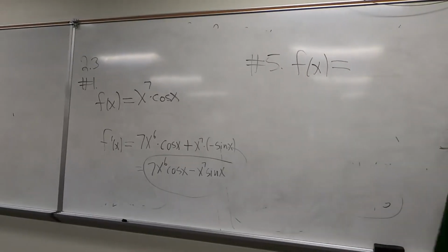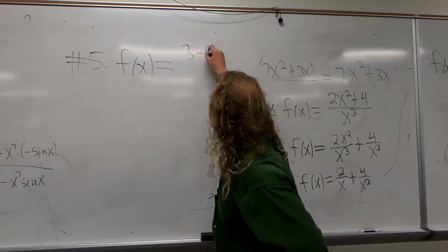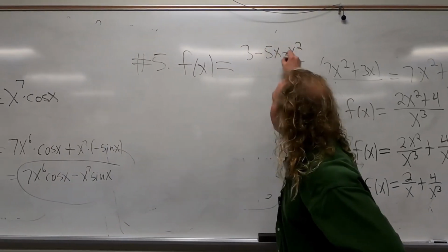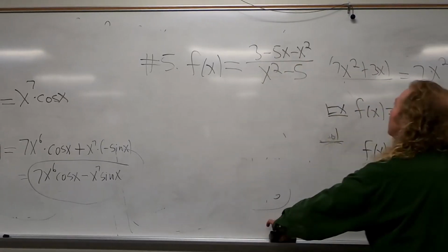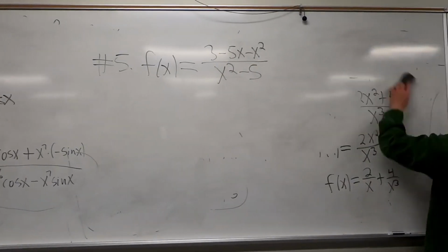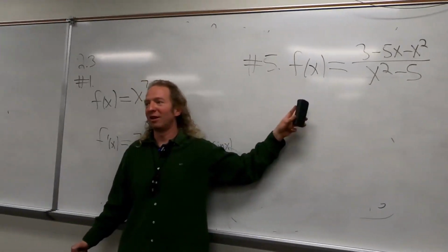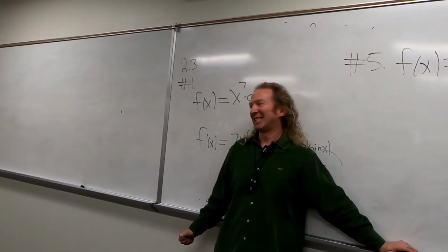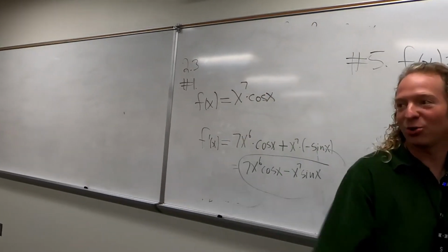So f of x is 3 minus 5x all over x squared minus 5. This is the classic. Well, I don't want to say it, but what rule do we use for this one? Quotient rule. Yeah, this is the classic quotient rule problem.